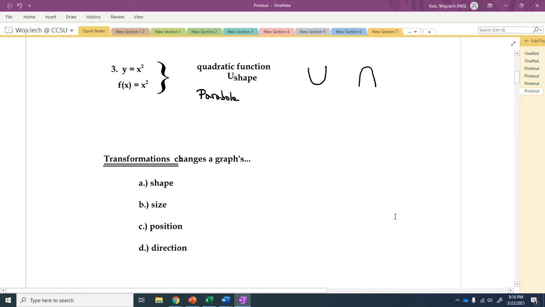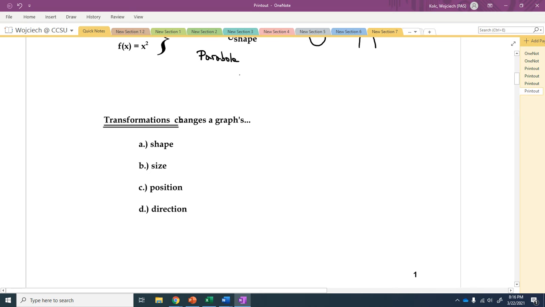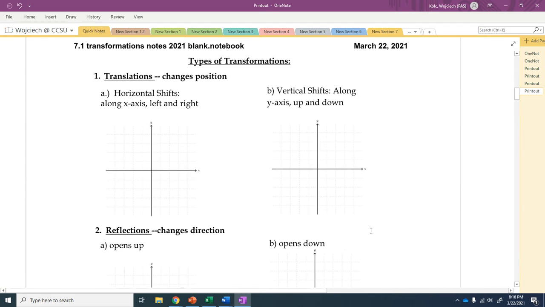Okay, so transformations changes the graph, shape, size, position, and direction. So you can think about size. Now, position means left or right, up or down. And the direction, whether the parabola opens down or whether the parabola opens up. Okay, let's look at some examples.